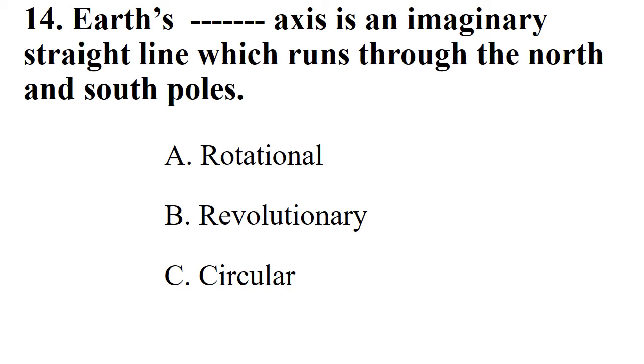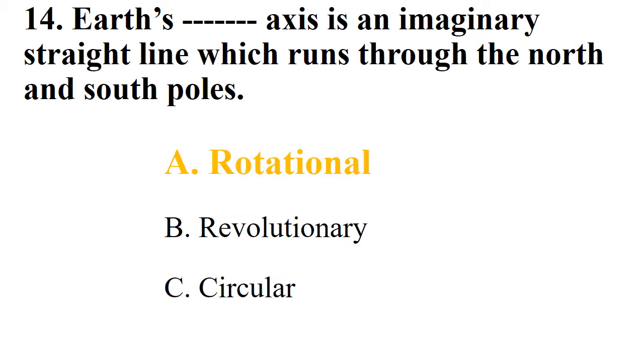Next, Earth's dash axis is an imaginary straight line which runs through the north and south poles. Options: rotational, revolutionary, circular. Right option: rotational.